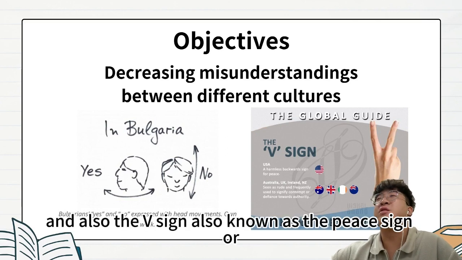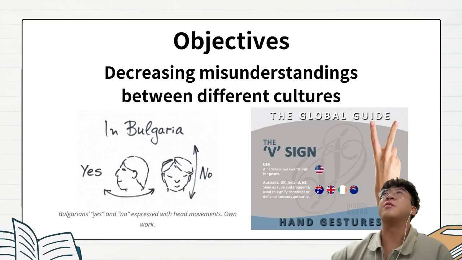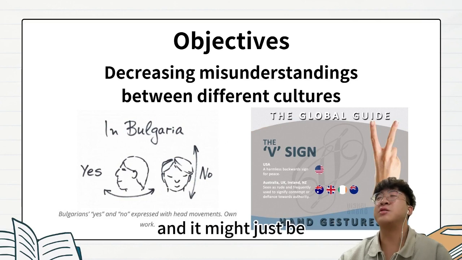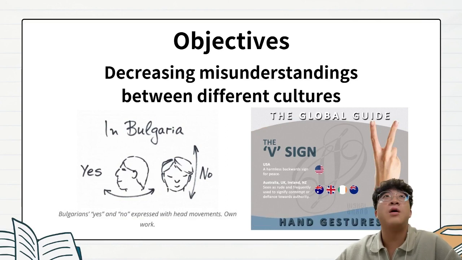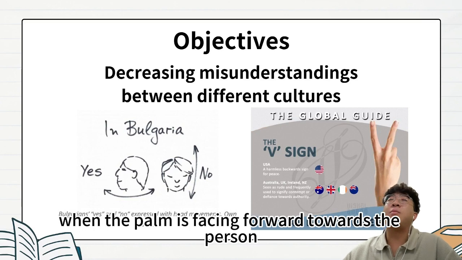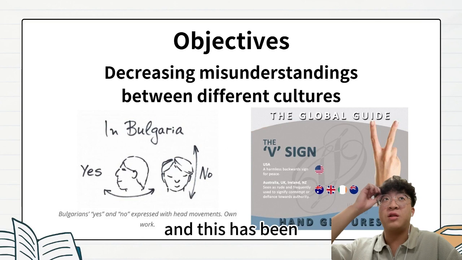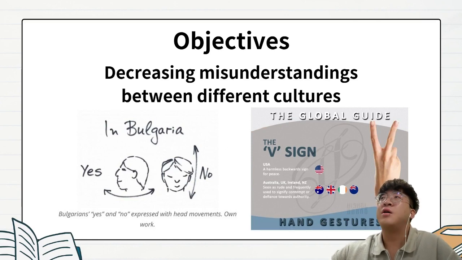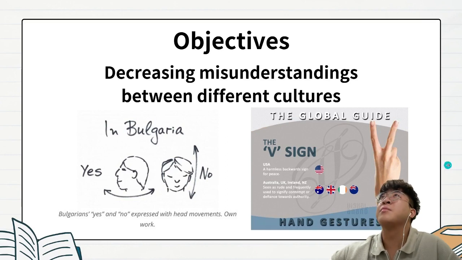And also the V sign, also known as the peace sign or the yay sign, whatever you want to call it. This sign might just mean peace in America, and it might just be a normal selfie pose for you when you take a photo. But when the palm is facing forward towards the person, this has been an insulting gesture in Australia and England. So please use this gesture more carefully.